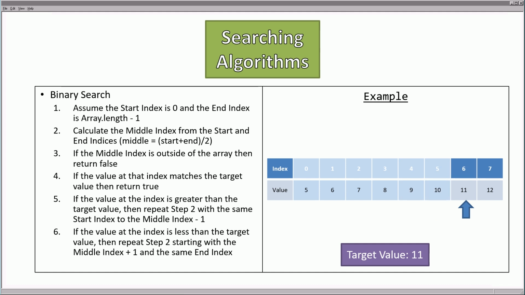Now we get to this point, where we have to look at this range. 6 plus 7 is 13. 13 divided by 2 is 6, and 11 is equal to 11, so we return true.